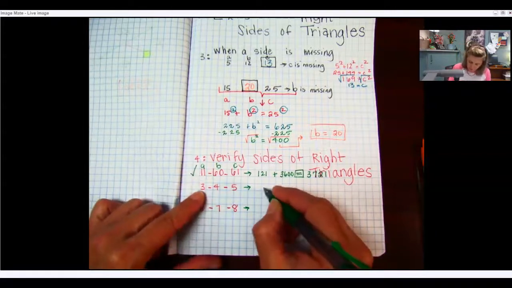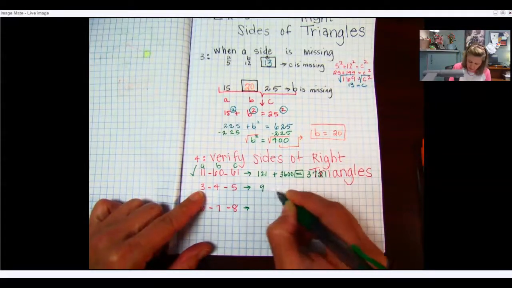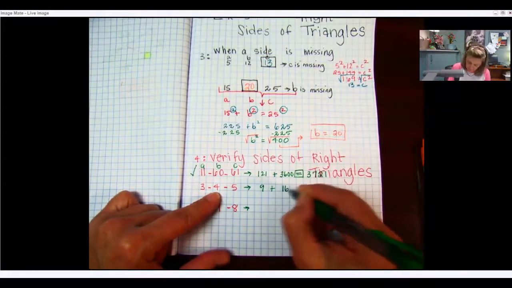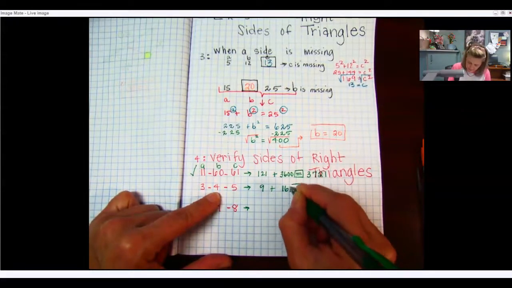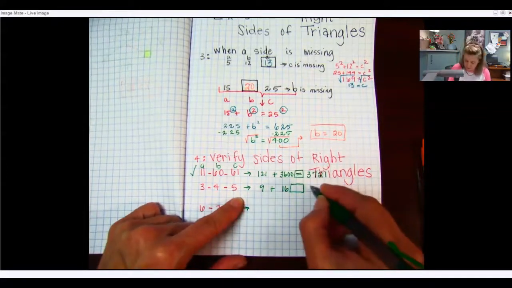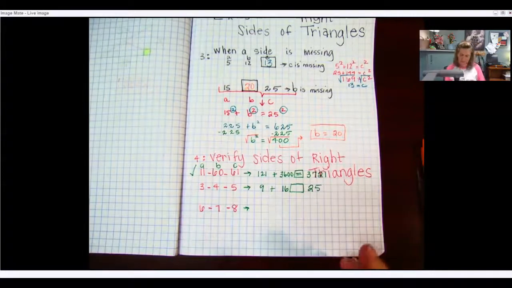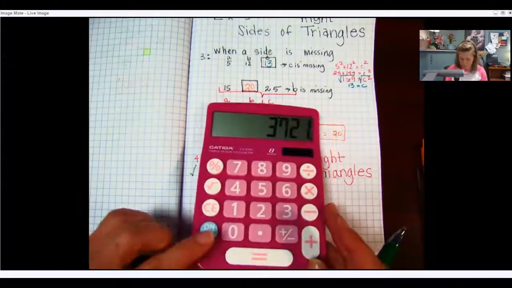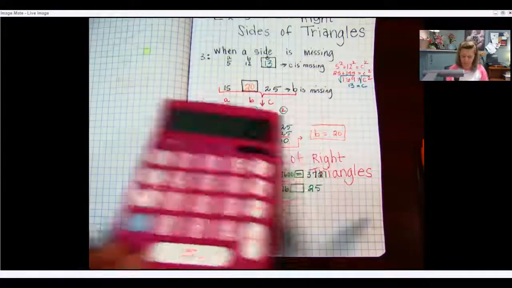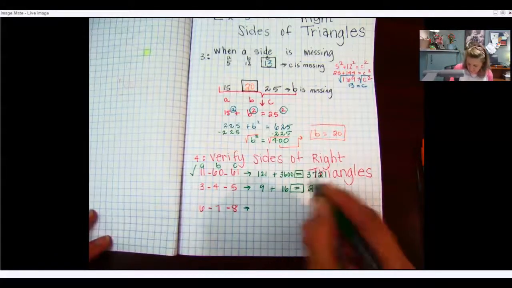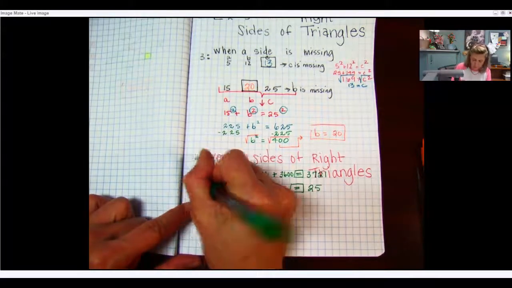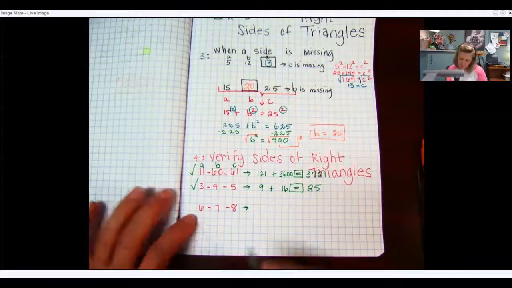So 3 times 3 is 9, plus 4 times 4 is 16. I'm going to draw my comparison box. And then 5 times 5 is 25. Let's see what's going on with 9 plus 16. I think it's 25. 9 plus 16, yeah, it's 25. So remember, if this equals that, then those are measurements that would form a right triangle. We like that. Okay, let's do it one more time.